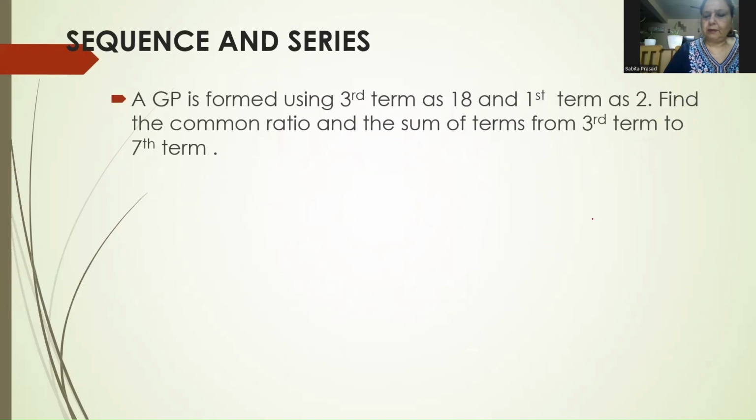I'll just take a simple question based on the facts which I have taught you today. A GP is formed using the third term as 18 and the first term as 2. Find the common ratio and the sum of terms from the third term to the seventh term.